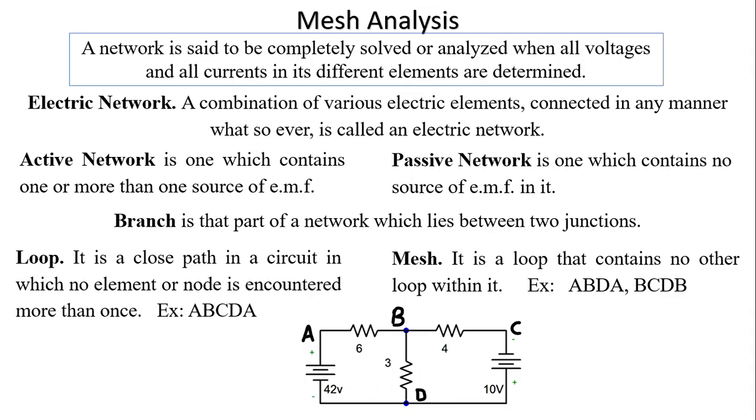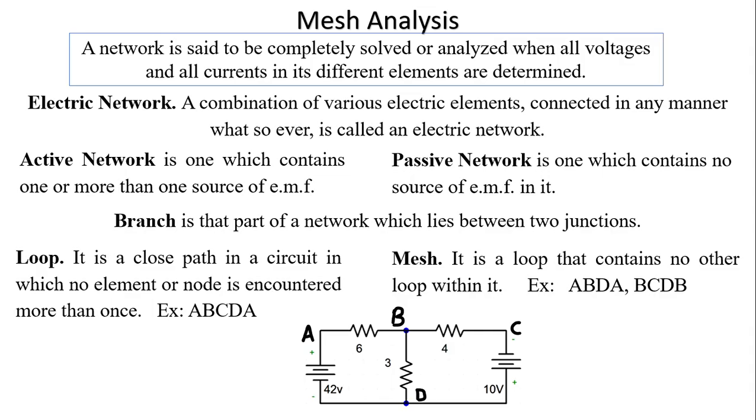There is a slight difference between mesh and loop. Mesh is a subset of loop, but loop is not a subset of mesh. Every mesh is a loop. Every loop need not be a mesh, right? So any closed path is a loop. A closed path that contains no other closed path within it is called a mesh.